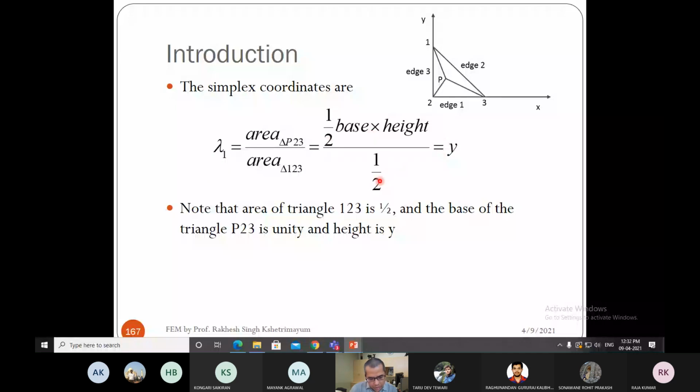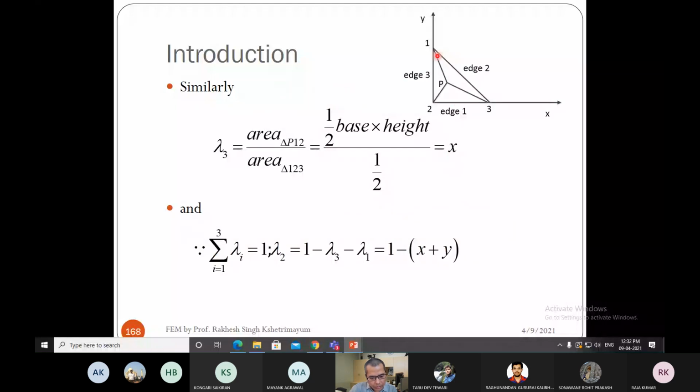Okay, so then we also define lambda 3. Lambda 3 is basically the area of this triangle P12 divided by area of the triangle 1, 2, 3. What is this height? Height is x. And this length is 1. So half base into height, base is 1, height is simply x, because P location was x comma y. And the area of triangle 1, 2, 3 is half. So lambda 3 becomes x. So we define simplex coordinates lambda 1 and lambda 3. If I want to find lambda 2, I use the property that the summation of the simplex coordinates lambda 1, lambda 2, lambda 3 equals 1.